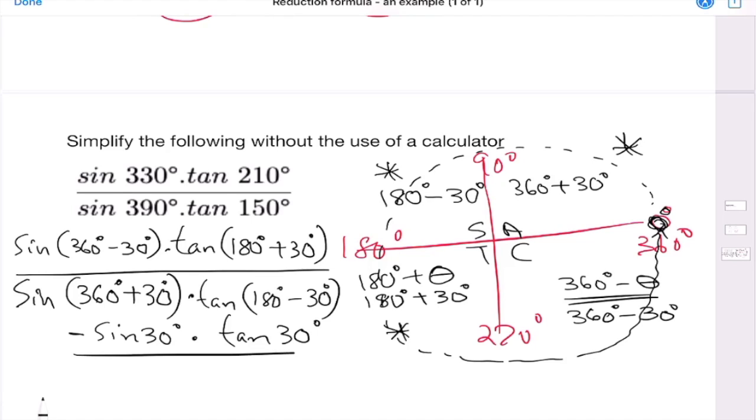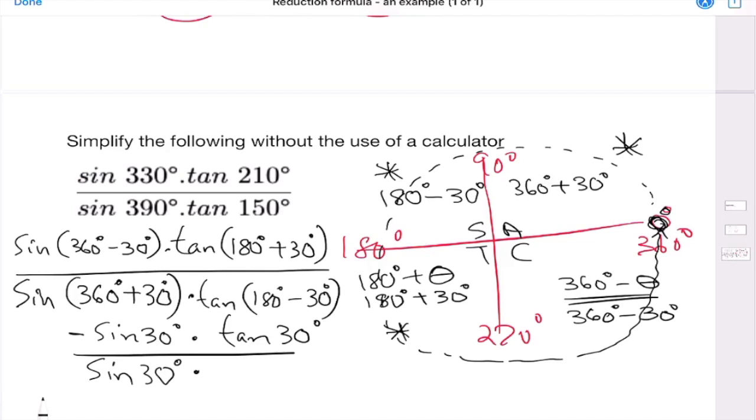Then for sine of 360 plus 30, 360 plus 30 is in quadrant 1. In quadrant 1, sine is positive. So we have positive sine. And now we have reduced that to 30 degrees. So it's sine of 30 degrees.